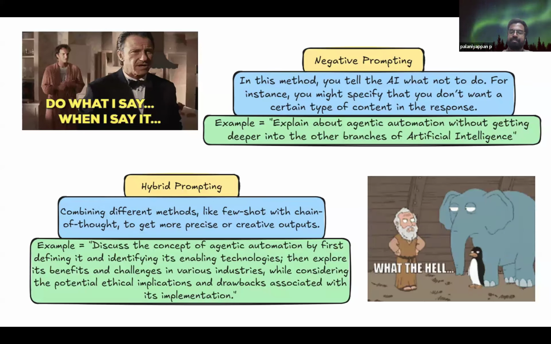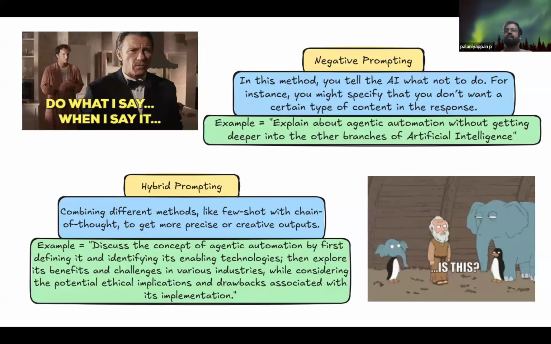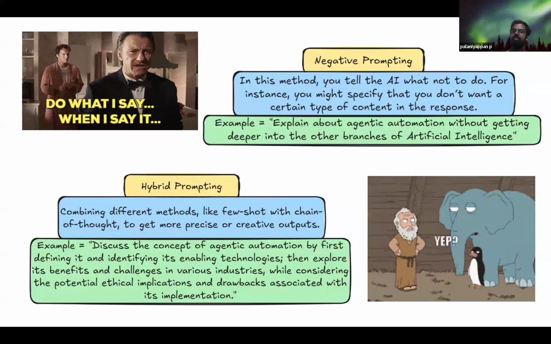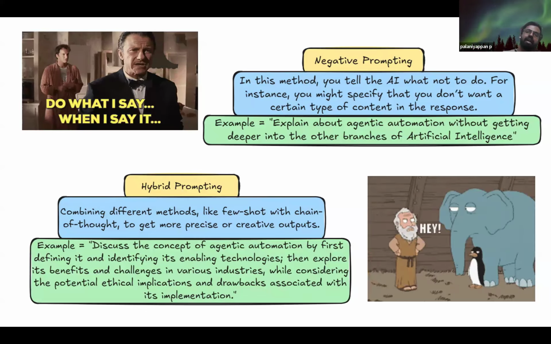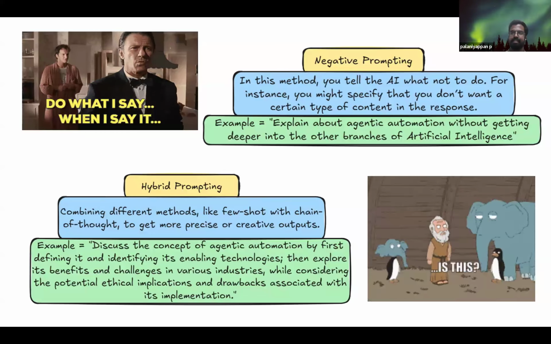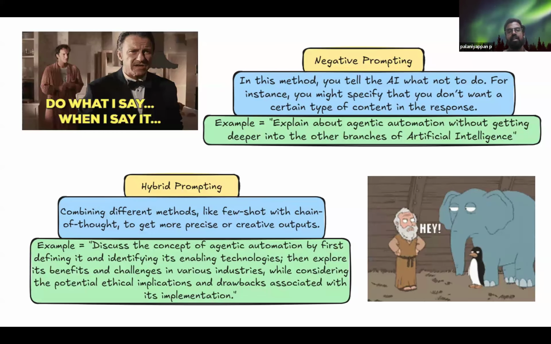Let's say if I have to add an example, I'll say, explain agentic automation without getting deeper into the other branches of AI, because that is not needed for me. I just need what agentic automation is about. So I'm telling the LLM, I need this, but I also don't want this. That is what negative prompting is.